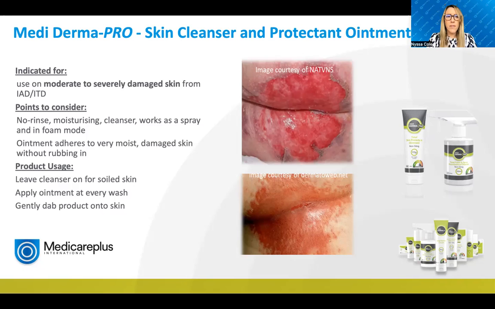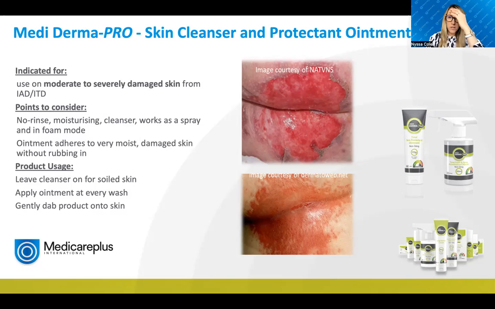So what we have is a no rinse moisturizing cleanser. The cleanser is pH correct, and it works as a spray. So you can spray it directly onto a cloth and cleanse the skin, or you can twist the nozzle on the product, spray it directly onto the skin, and it works as a bit more of a foam action. So if you need to leave it to soak on the skin, then you can leave it there to do its magic and then wipe it off. There's no need to rinse it off, so we're not adding any more water or any more moisture to the skin. And then we just allow the skin to dry, and then we will apply the ointment.